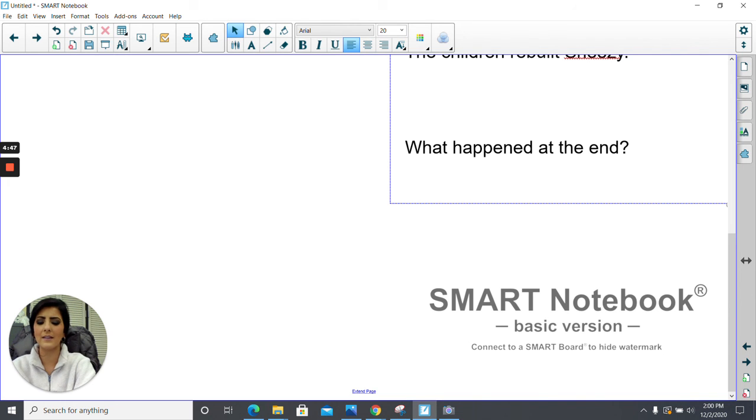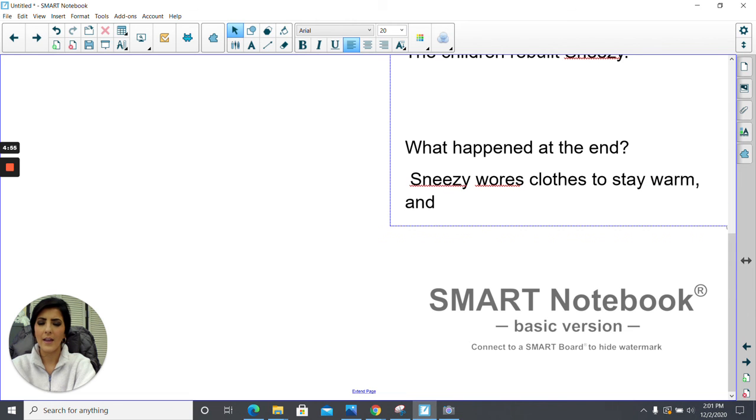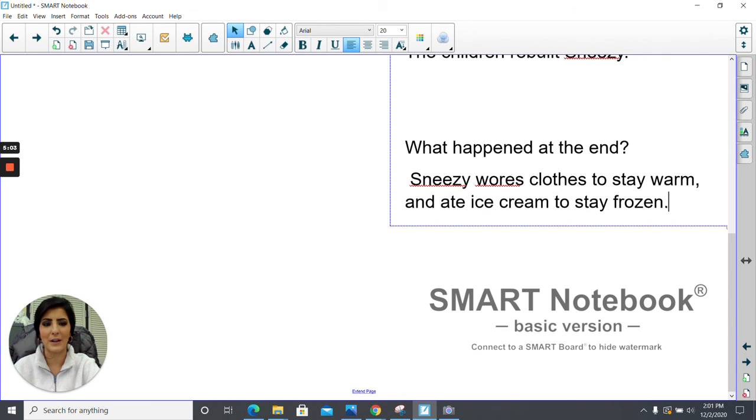So at the end, Sneezy wore clothes to stay cold or to stay warm, and he ate ice cream to stay frozen. So he had to find something to keep him in the middle.